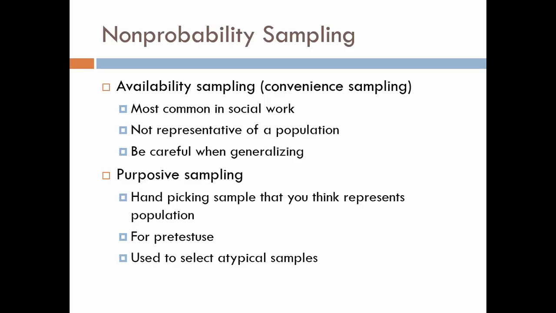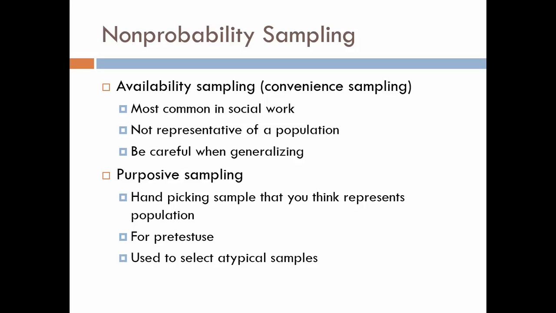Okay. Now you have to be careful because they may not be representative of the population. There may be something unique about this group of youth that are living in this specific house. And so they may not represent the whole population of youth that are living in group homes. So you have to be careful when you generalize.